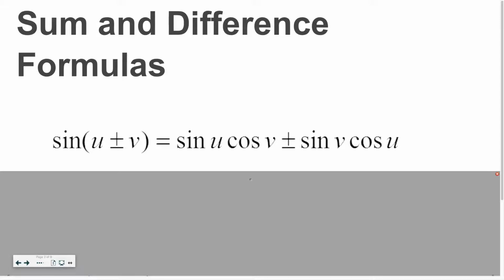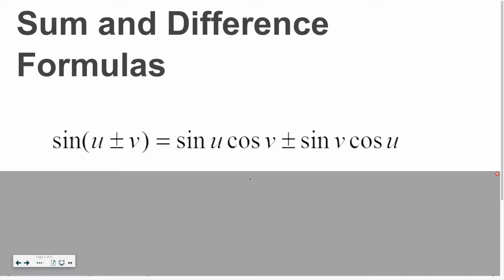So this first one, it says the sine of u plus or minus v. So if we are adding or subtracting angles inside of sine, we can break it up in this manner. Okay? The sine of u times the cosine of v plus or minus the sine of v times the cosine of u.